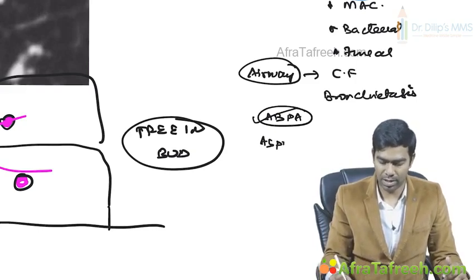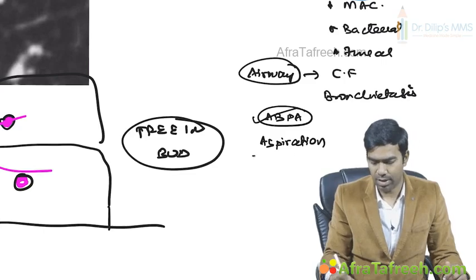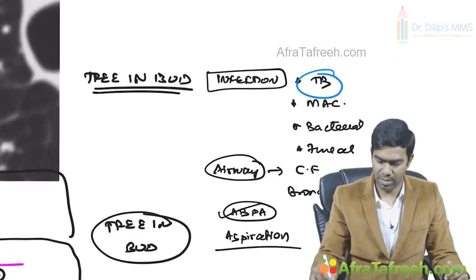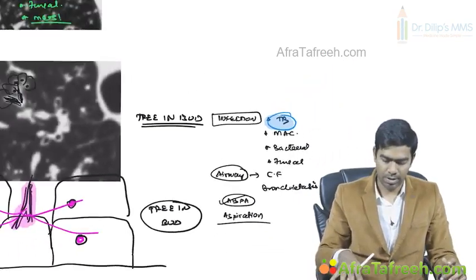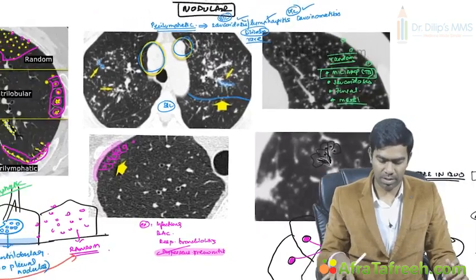Finally, in aspiration, again you can get a tree in bud appearance. But in India, it's TB, always TB. Clear? This is tree in bud. So these are some of the important nodular appearances I have shown.